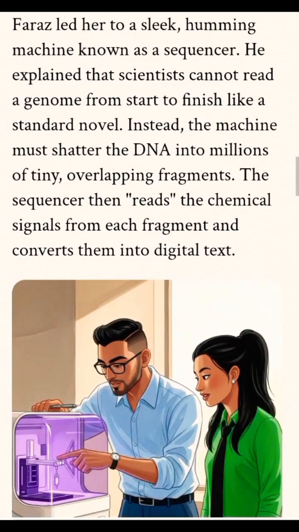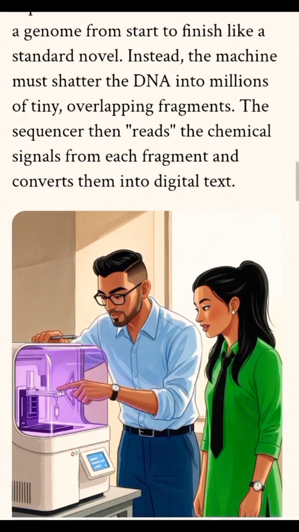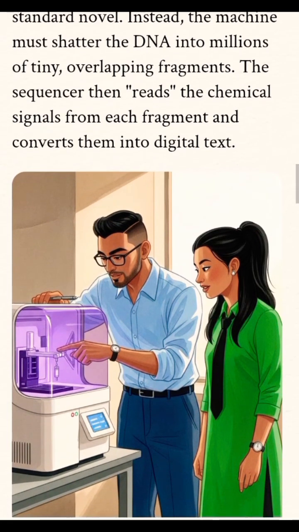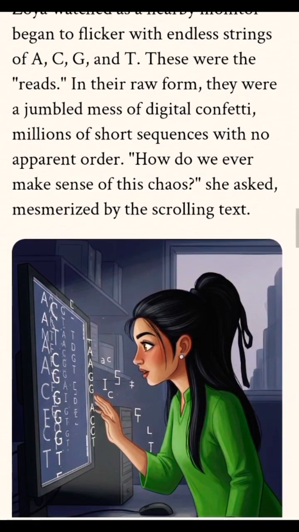Faraz led her to a sleek, humming machine known as a sequencer. He explained that scientists cannot read a genome from start to finish like a standard novel. Instead, the machine must shatter the DNA into millions of tiny, overlapping fragments. The sequencer then reads the chemical signals from each fragment and converts them into digital text. Zoya watched as a nearby monitor began to flicker with endless strings of A, C, G, and T.